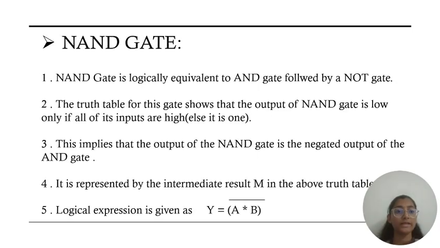Next, the NAND gate. The NAND gate is logically equivalent to an AND gate followed by a NOT gate. The truth table for this gate shows that the output of the NAND gate is low only if all its inputs are high. Here, this implies that the output of the NAND gate is the negated output of the AND gate. It is represented by the intermediate result M in the truth table. The logical expression for the NAND gate is y equals (A into B) whole bar.